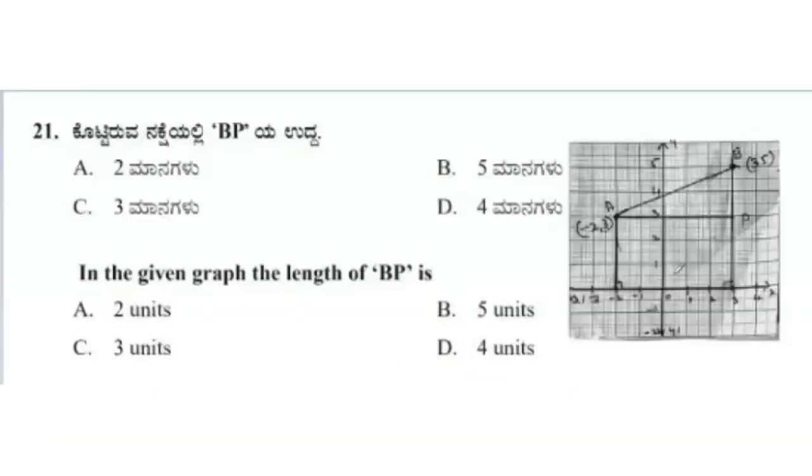21st question, in the given graph, there is a graph given in the question. Find the length of BP. Students, B to P, I will just change the color. So this is the point B and this is the point P. BP, the length is how many units? From here to here 1 unit and from here to here another unit. So BP is 2 units. So the correct option is A.